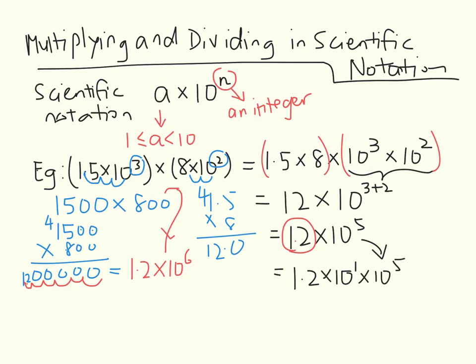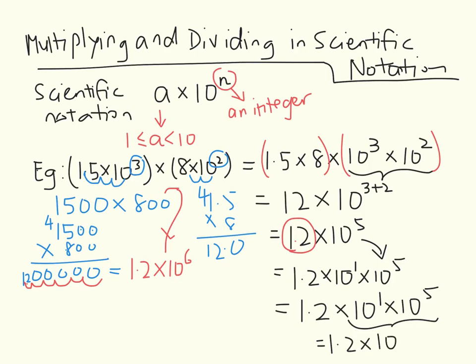From here you get 1.2 times 10 to the first, times 10 to the 5th. Applying the product of powers property, you add both powers, so you end up with 10 to the power of 6. So this is the answer for this example.